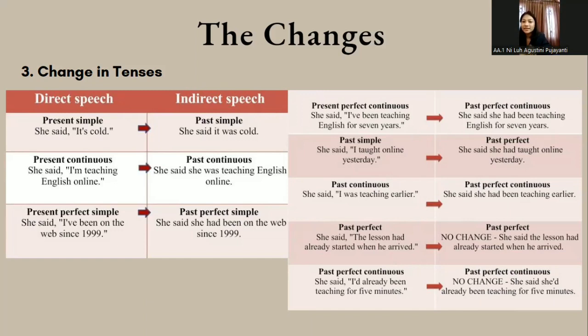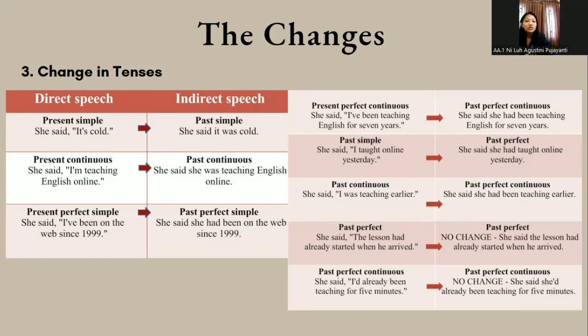Next, present perfect simple into past perfect simple. So the example, she said, "I've been on the web since 1999." And indirect speech, it will be, she said she had been on the web since 1999. And then present perfect continuous into past perfect continuous. So the example, she said, "I've been teaching English for 7 years." And it will be, she said she had been teaching English for 7 years.